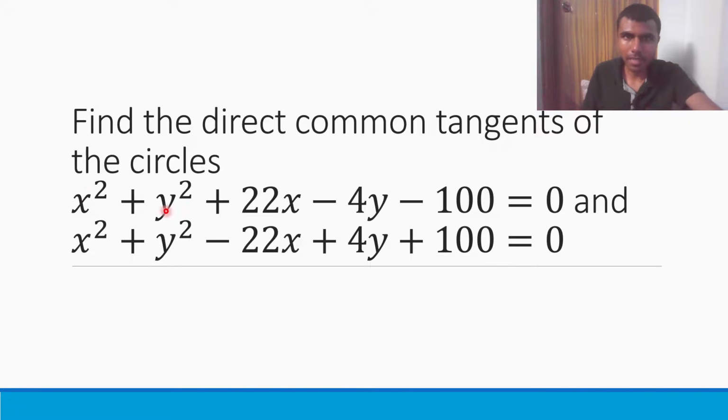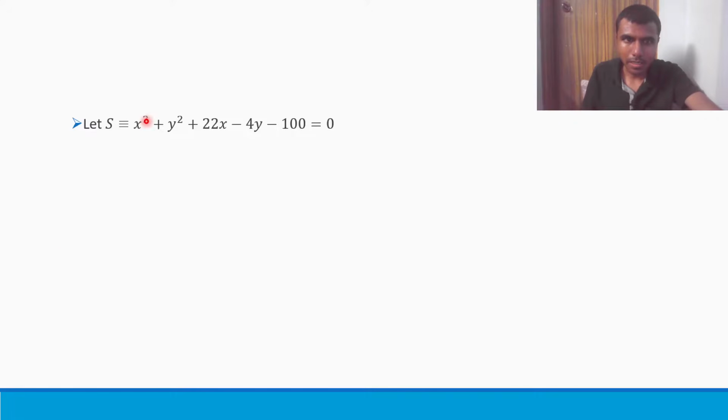Take the first circle as S and the second circle as S dash. S represents this circle, x square plus y square plus 22x minus 4y minus 100 equal to 0. And S dash is the second circle, x square plus y square minus 22x plus 4y plus 100 equal to 0.